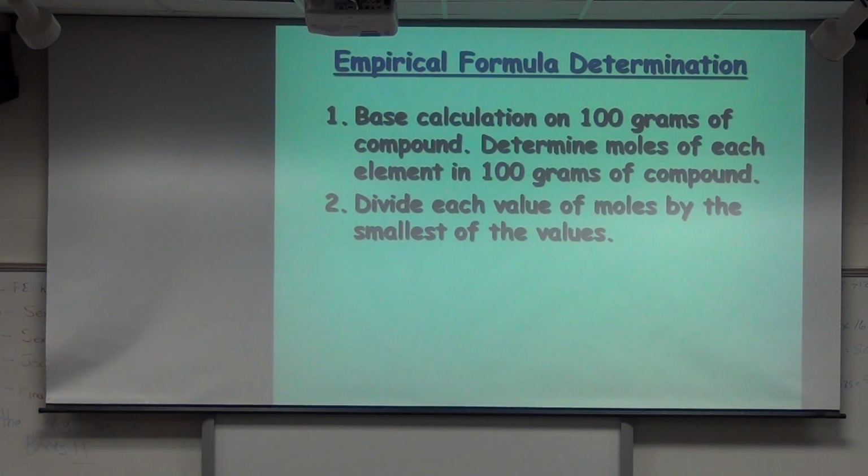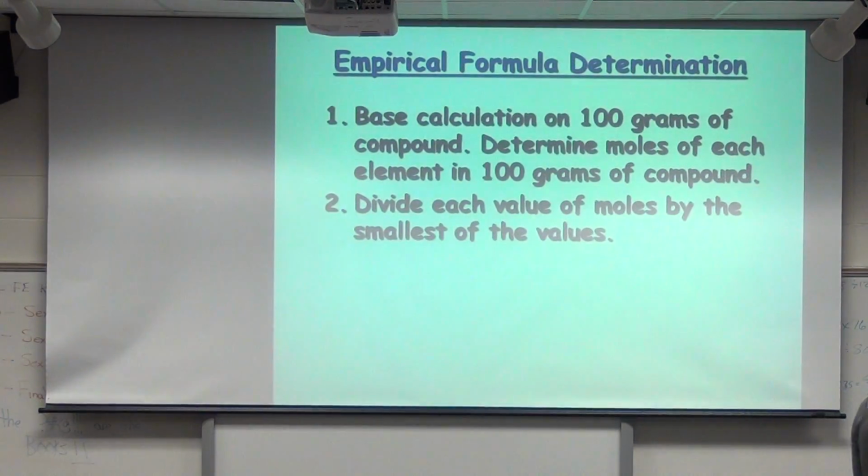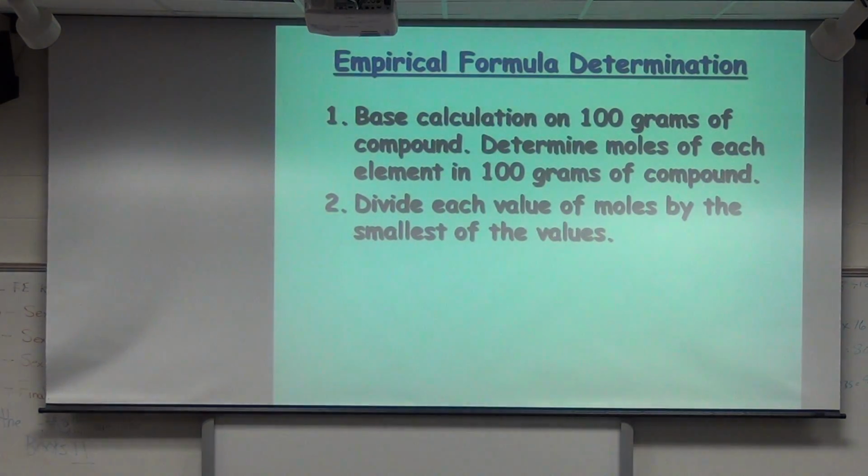So we're going to start with 100 grams, and we're going to determine how many moles of each element are in that 100 grams. So I got ahead of myself a little bit here. Once you determine how many moles of each element you have, you're going to take the smallest number of moles that you found and divide that into your other values.